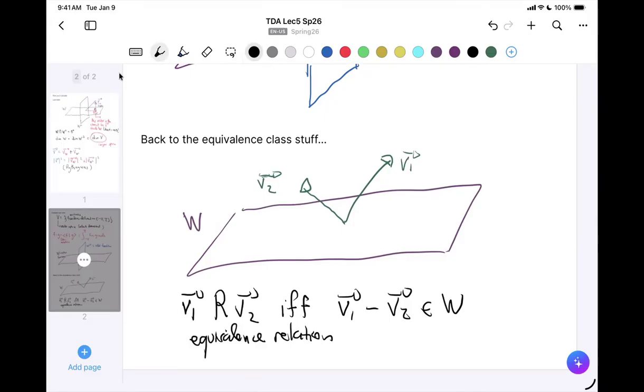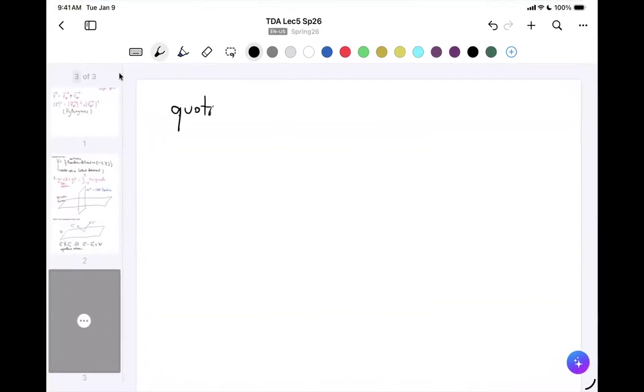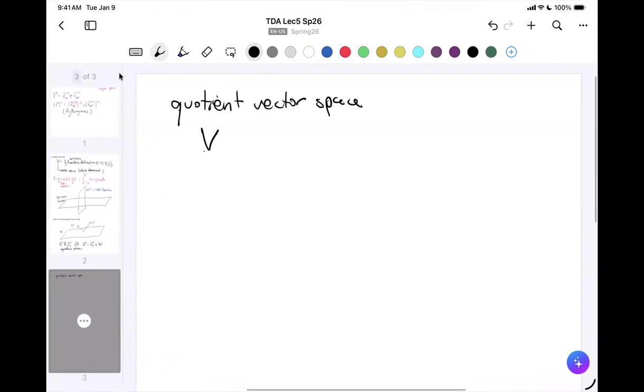So in this case, you can ask for the quotient space. When you say the quotient of two vector spaces, which sounds weird, you would read this as E divided by W, right? And it's weird. What does it mean to divide two vector spaces? I mean, you can divide numbers, but what does it mean to divide two vector spaces?